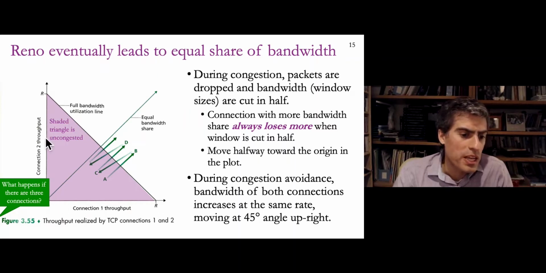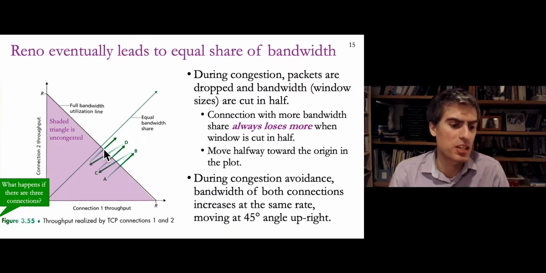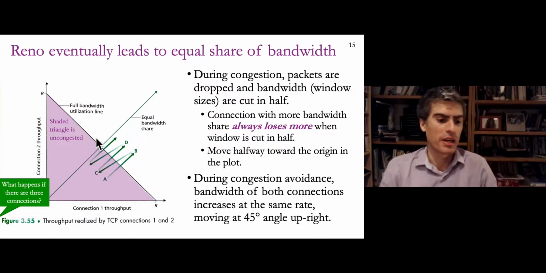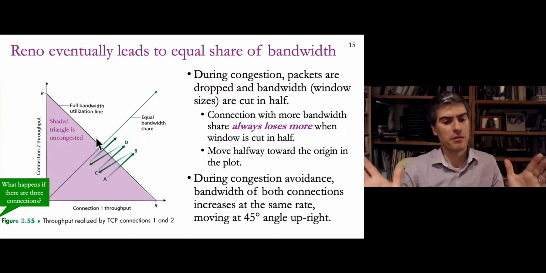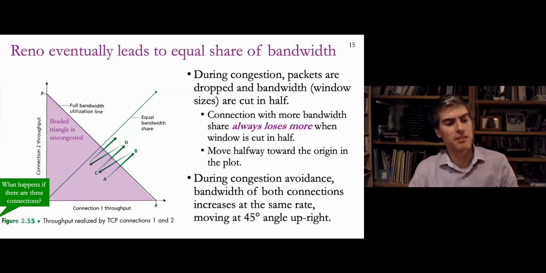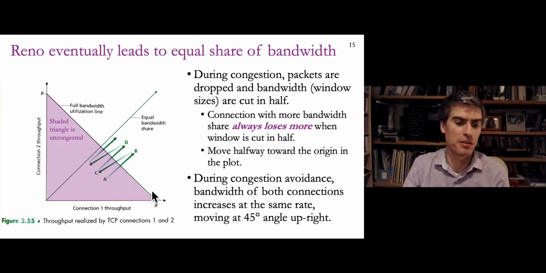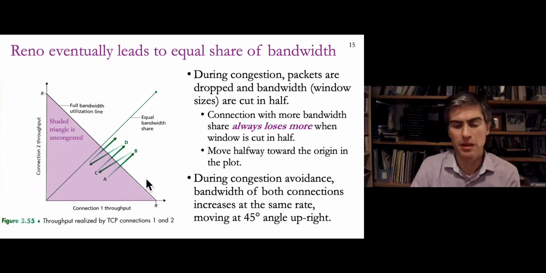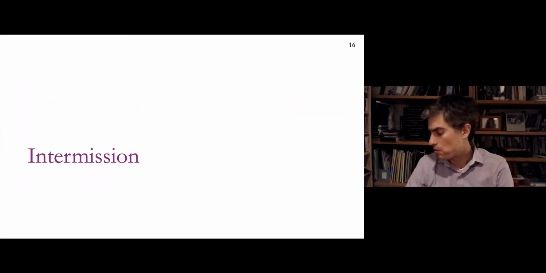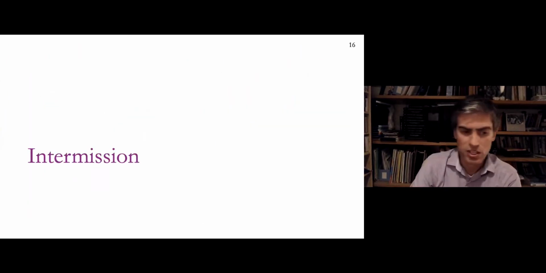Now, you can extend this reasoning to 3 connections, so you can stop and think about what the diagram would look like for 3 connections. But I hope you can convince yourself that it's the same idea, just in 3 dimensions with a kind of plane instead of a line for full bandwidth utilization. All right, so that completes the discussion of TCP Reno.